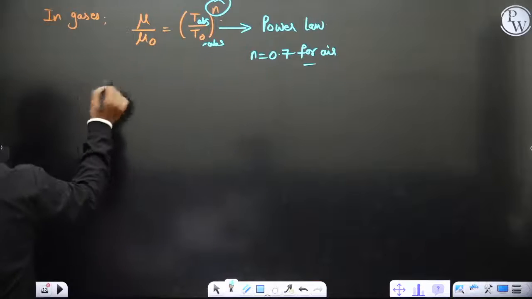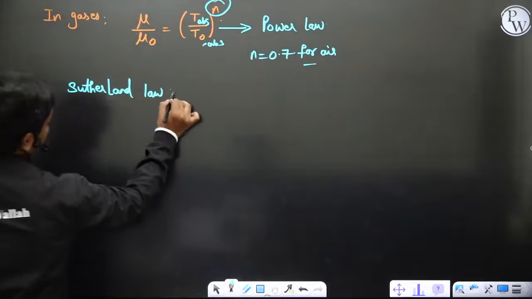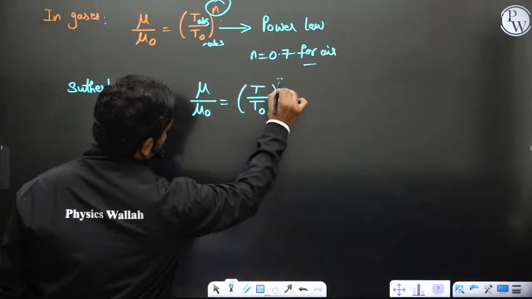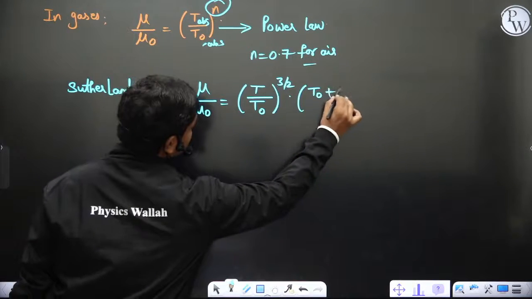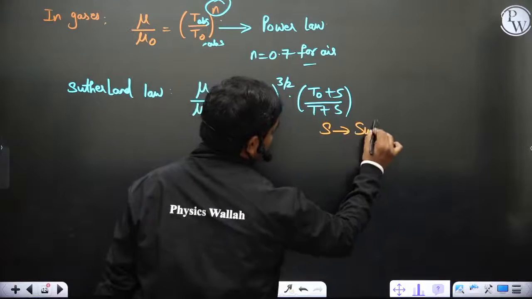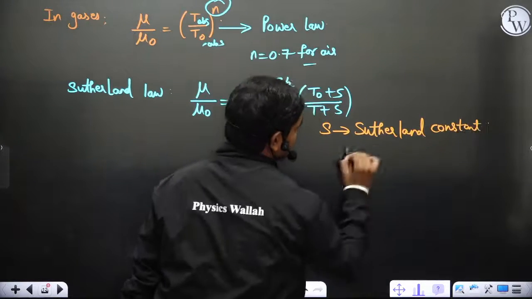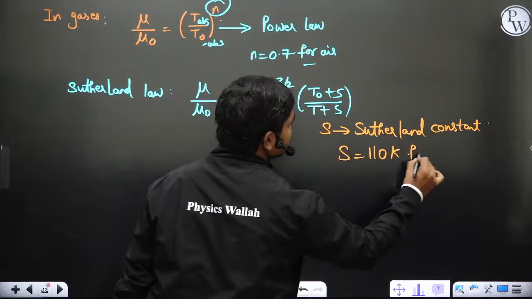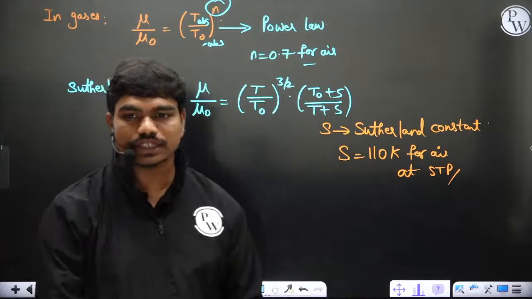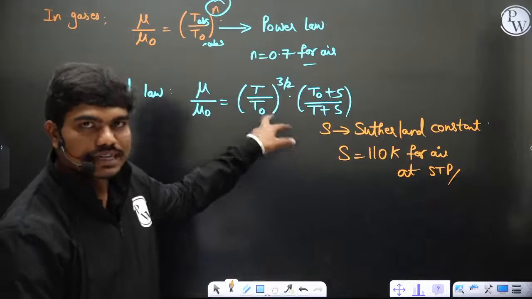Okay, and you also have one highly experimental law, which is called the Sutherland law, where mu by mu naught is equal to (T by T naught) whole power 3 by 2 into (T naught plus S) by (T plus S). Here S is normally called the Sutherland constant, and S is normally 110 Kelvin for air at STP conditions, standard temperature and pressure. So this is the most experimentally fitted law for calculating dynamic viscosities.